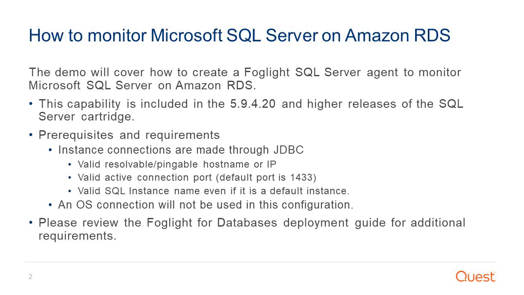The prerequisites and requirements include that instance connections are made through JDBC to the host. The remote host name or IP address must be valid, resolvable, and pingable. There must be a valid and active connection port. The default port is 1433. There must also be a SQL instance name, even if it is the default instance. An OS connection will not be used in this configuration. Please review the Foglight for Databases deployment guide for additional requirements.